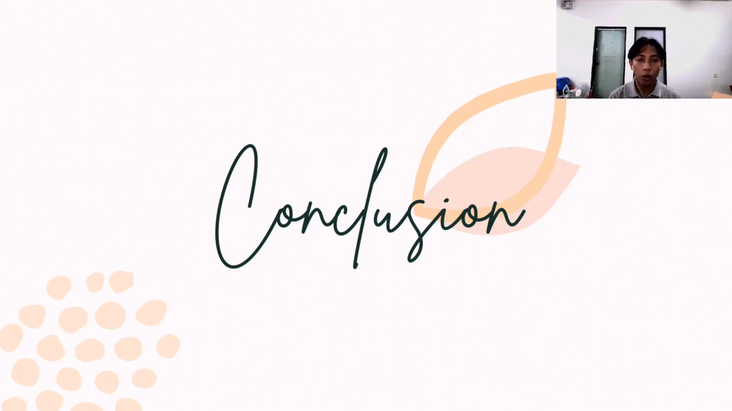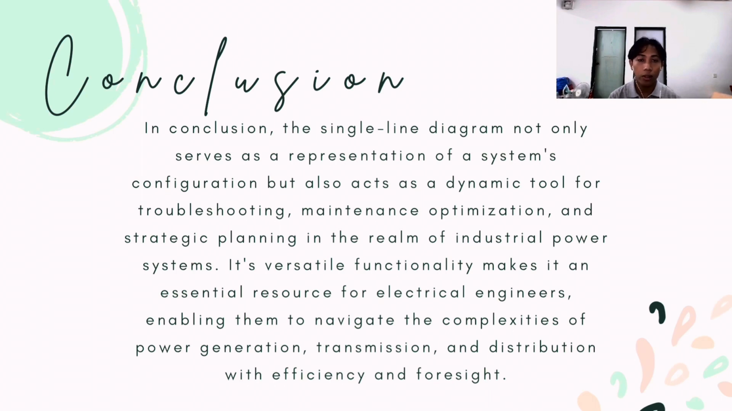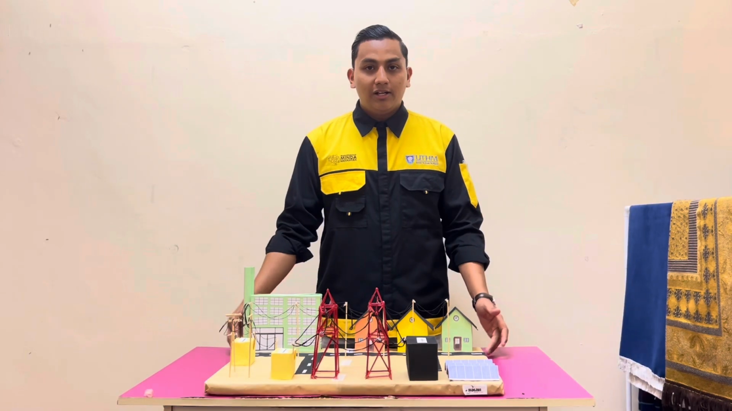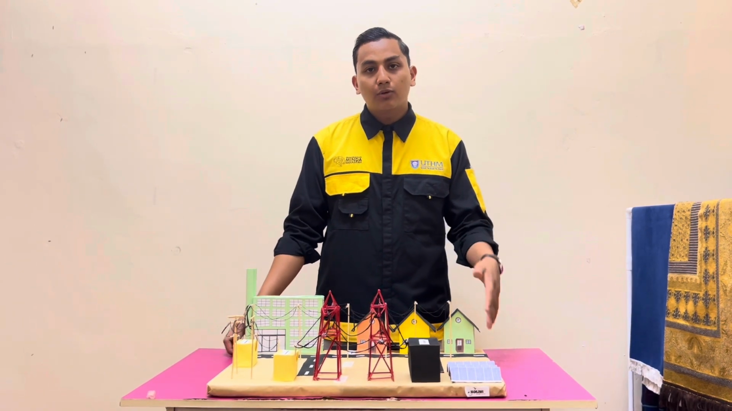Now I would like to continue our group presentation on the last part, which is the conclusion. So in conclusion, the single line diagram can not only be used as a representation of the system configuration, but it can also act as a dynamic tool for troubleshooting, maintenance optimization, and strategic planning in the realm of industrial power systems. This versatile functionality makes it an essential resource for electrical engineers. This is because it will help them navigate the complexity of power generation, transmission, and distribution with efficiency and foresight.